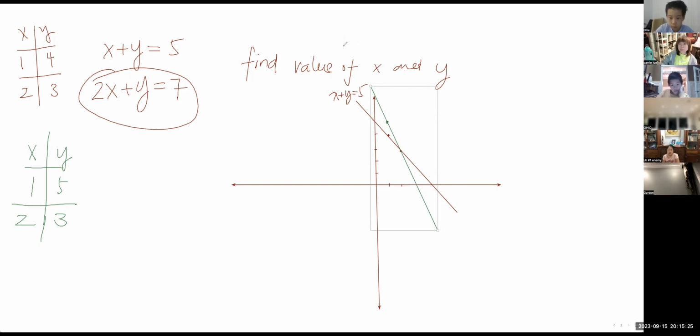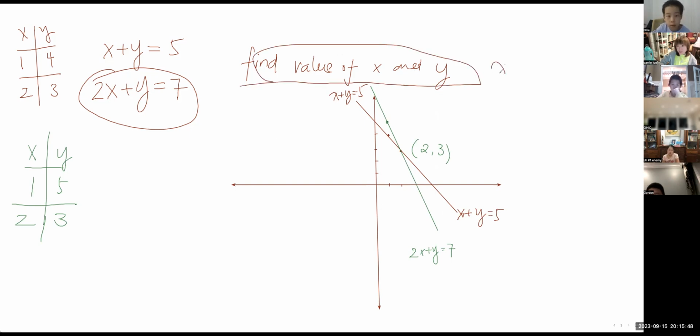So everybody, if you take a look at this one, these two lines actually meet at the point (2, 3). This one is 2x plus y equals 7. And this line is x plus y equals 5. So these two lines meet at (2, 3). So the value of x and y is x equals 2, y equals 3.